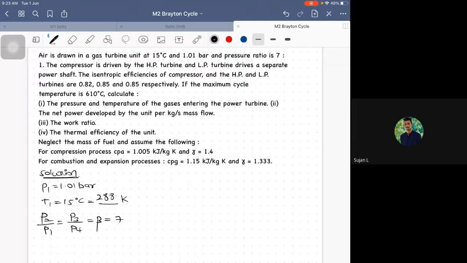So the first point he has given, carefully observe: the compressor is driven by HP turbine, he says. The compressor is driven by HP turbine. LP turbine drives a separate power shaft. That means he is talking about the HP turbine and LP turbine. So how many turbines are there here? Two. There are two turbines, isn't it?